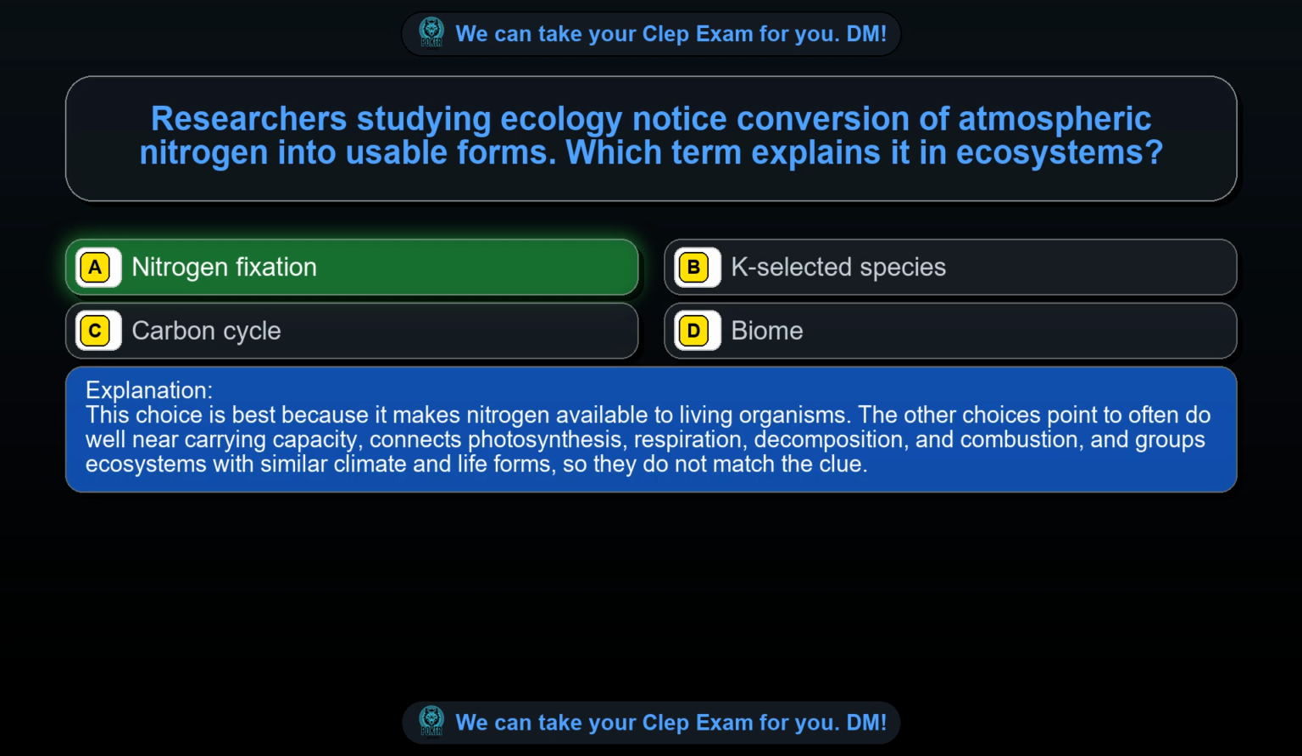This choice is best because it makes nitrogen available to living organisms. The other choices point to often do well near carrying capacity, connects photosynthesis, respiration, decomposition, and combustion, and groups ecosystems with similar climate and life forms, so they do not match the clue.